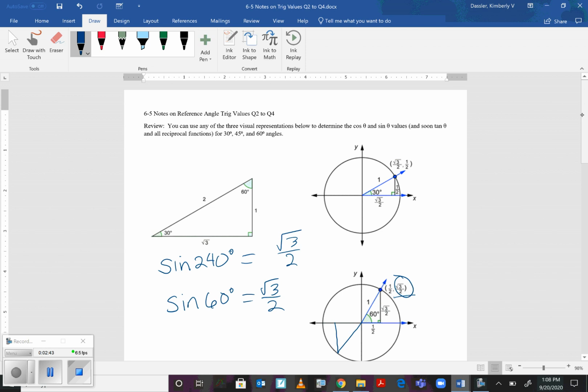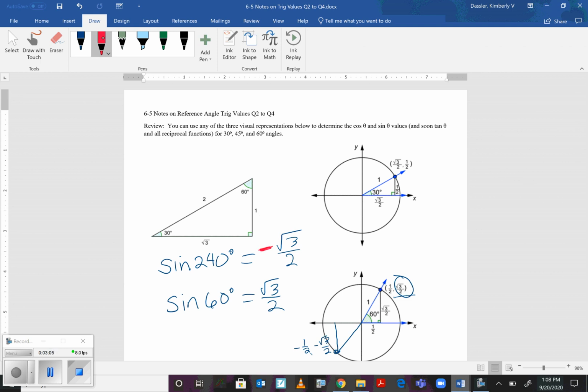So we know it's the same ordered pair, it's just that both sine and cosine are negative because the x and y values there are negative. So we're going to say sine of 240 is the same as the sine of 60, except we have to put a big negative right in the front.